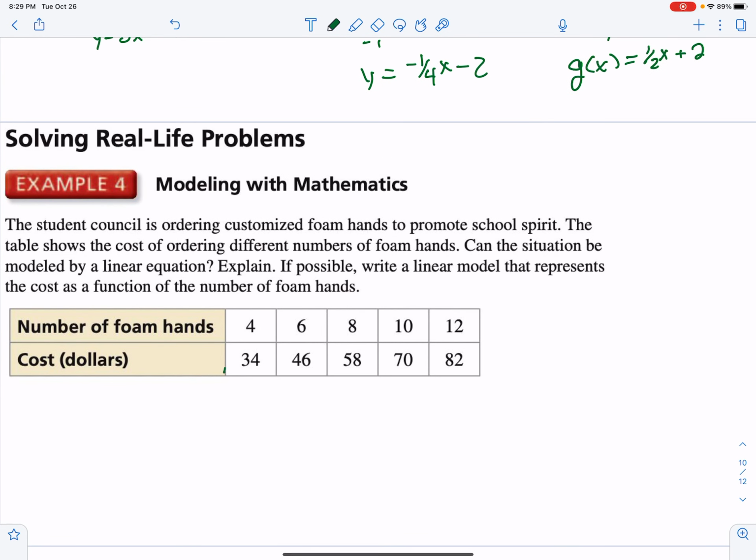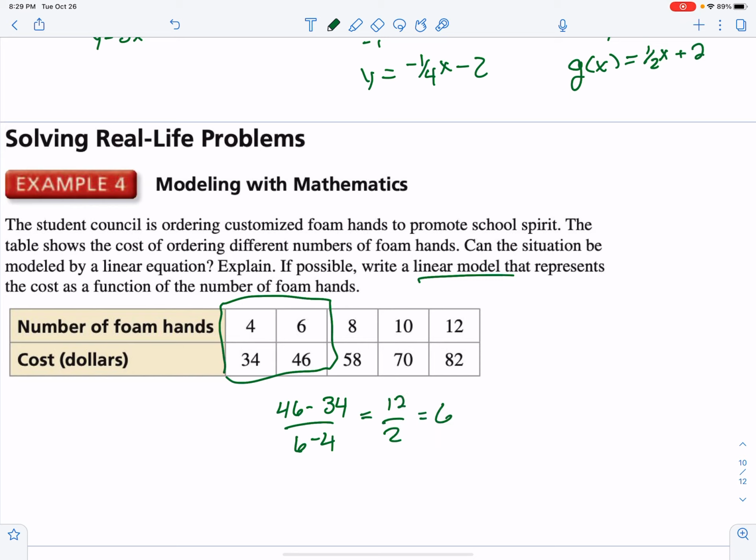Okay, the last one here, again, you'll see these from time to time where they give you a table of values. I need 2 points. I want to write an equation of a line. So it says write a linear model. That's slope-intercept. That's what we need to do. So I'm going to do 46 minus 34 over 6 minus 4, and I get 12 over 2, which is 6. That's my slope. Now I'm just going to pick the first point, and I'm going to do y minus 34 equals 6 times the quantity x minus 4. So I have y minus 34 equals 6x minus 24, and then I add the 34 over, so I get y equals 6x plus 10. And there's my linear model for that situation.